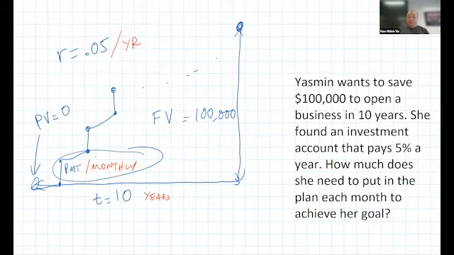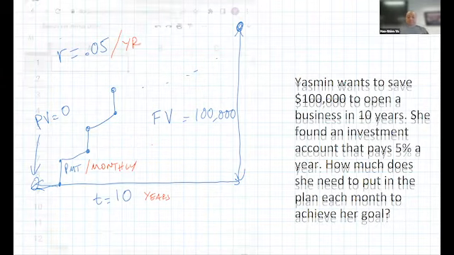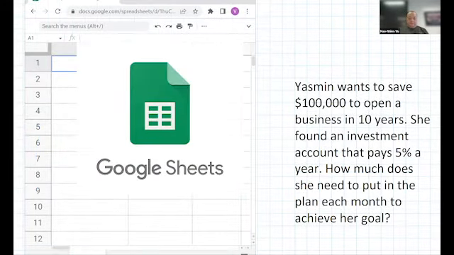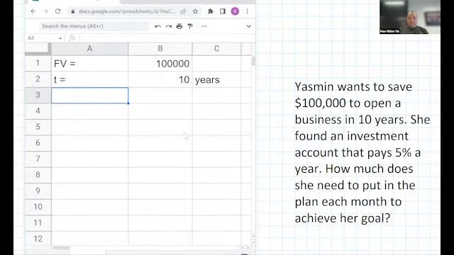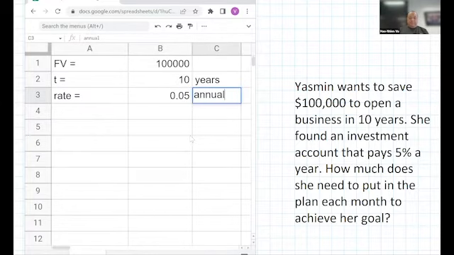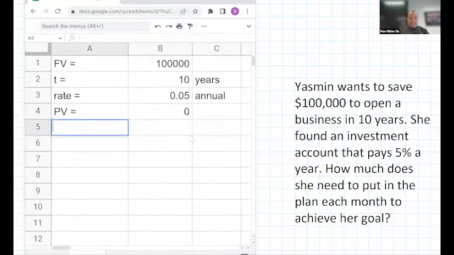Let's do this payment calculation using Google Sheets and Excel. I started with Excel last time. This time I'll start with Google Sheets. Information that I put in, the future value will be 100,000. The time is 10 years. The interest rate is 0.05 a year, annual. And the present value is 0. It doesn't say that explicitly in the question, but since this is a new investment plan that she starts putting money in, we know it's 0. And we're looking for payments, PMT for payment.